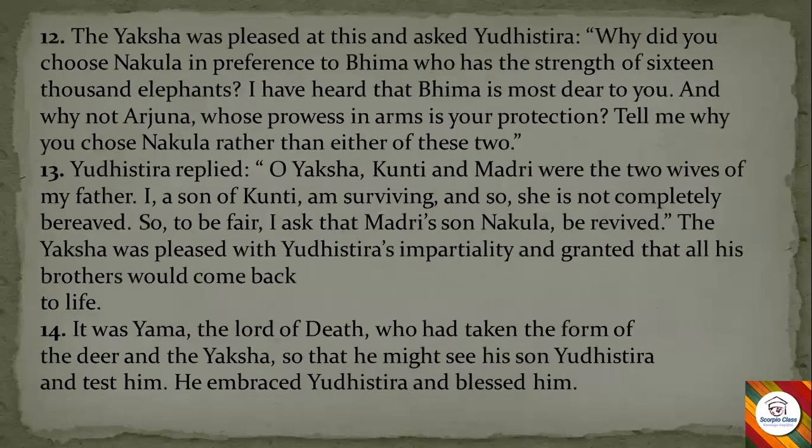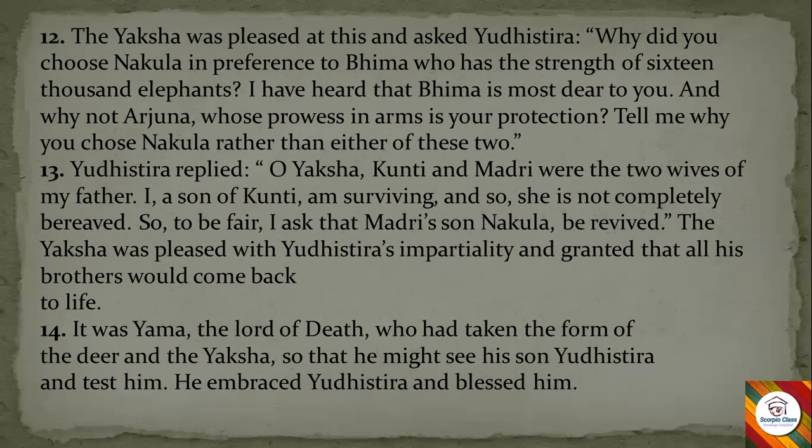The Yaksha was pleased at this and he asked Yudhishthira, why did you choose only Nakula and not Bhima or any other brother who has good strength? Bhima has the strength of 16,000 elephants in him, so why have you not called out his name? And Arjuna, why not Arjuna? He can protect all your arms. Tell me why you chose only Nakula rather than either of these two, because even they are stronger.